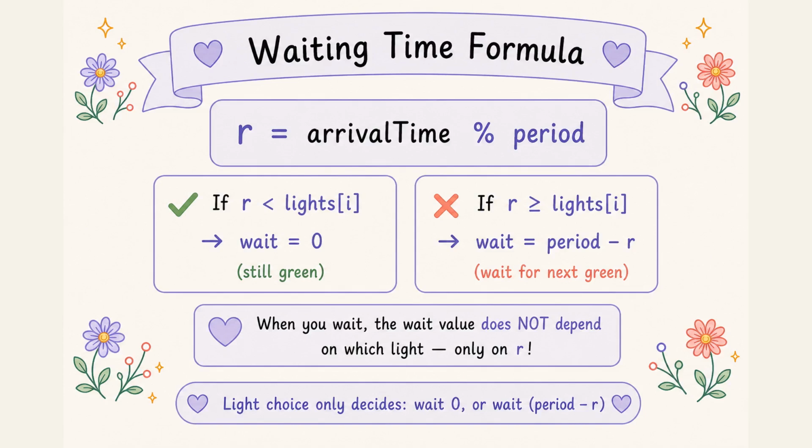Otherwise, the car is in the red phase, and it must wait until the next green, which takes period minus R seconds. Critical detail: when a car is forced to wait, that wait value depends only on R and period, not on which light you chose. The light only decides whether you get wait 0 or you are stuck with period minus R.